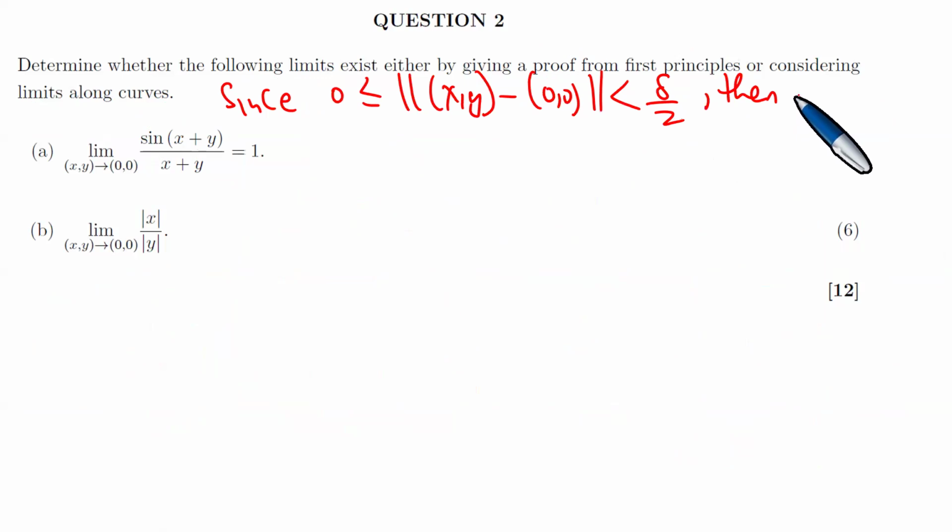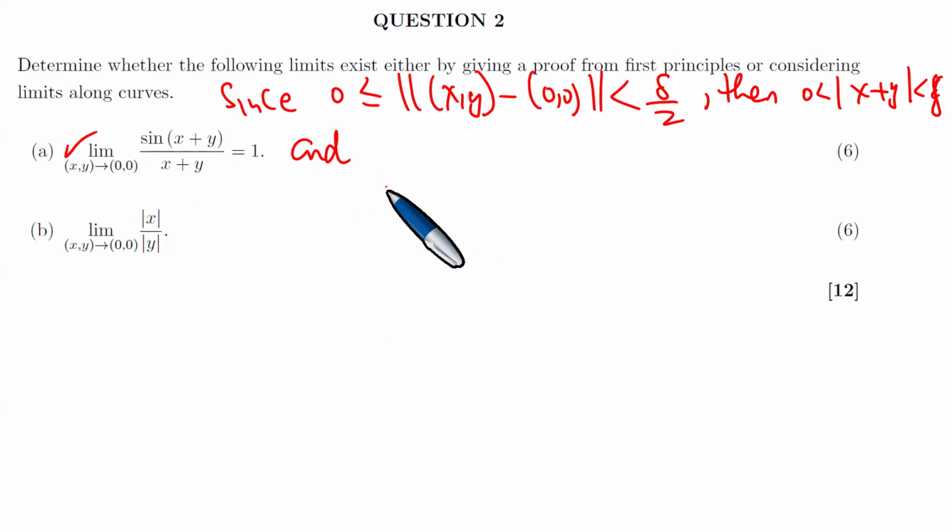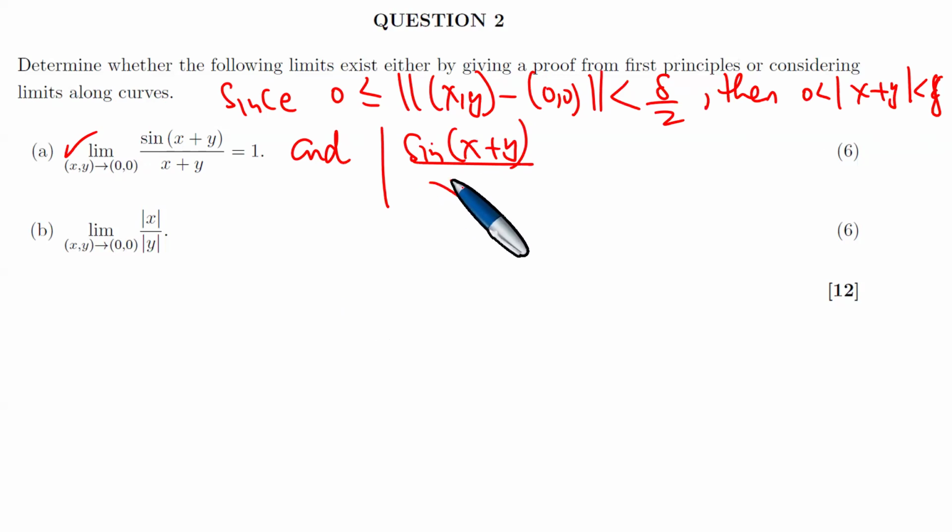Then 0 is less than the modulus of x plus y, which is less than delta. Okay, and remember, we're still doing part A. And the modulus of sine of x plus y divided by x plus y, minus 1, is less than epsilon.